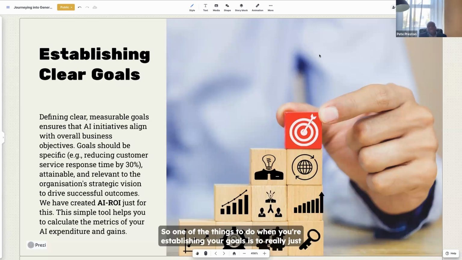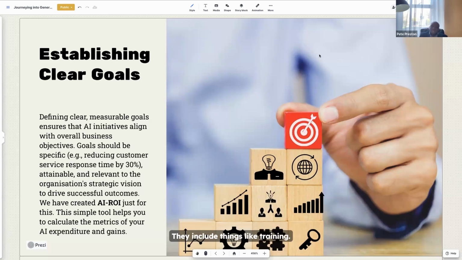So one of the things to do when you're establishing your goals is to check the time you're spending, the money you're spending, and what the difference is before you implement this and after. That includes things like training. If the difference you find is a lot, then yes. But if it's negligible or next to none, don't just get AI for AI's sake.